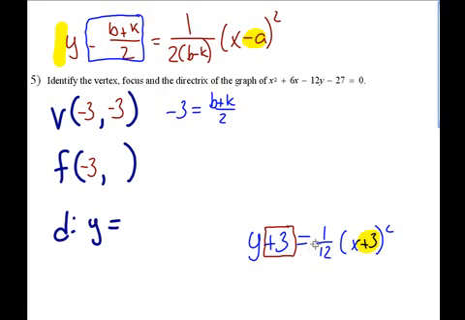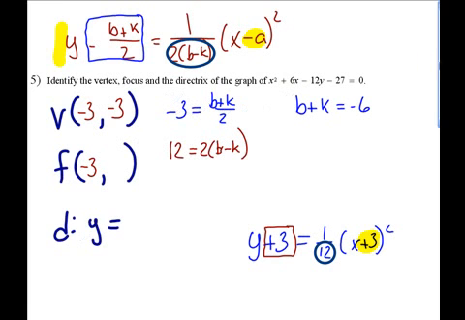This 12 that's down here corresponds to this stuff that's down here in the equation, the 2 times b minus k. So 12 should equal 2 times b minus k. Looking at this first equation, if I multiply both sides by 2, I can get quickly to b plus k equals -6. The second equation, if I divide both sides by 2, I can get quickly to b minus k equals +6.